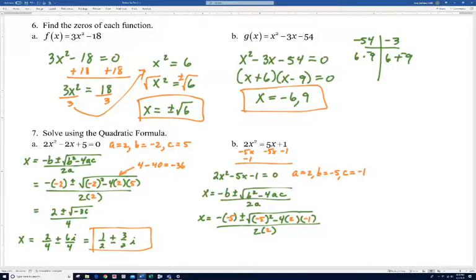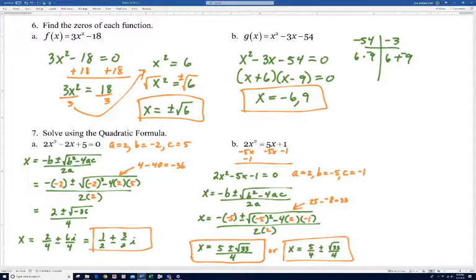And let's go ahead and simplify this. You're going to get x equals the opposite of negative 5, which is 5. Inside the parentheses, we've got negative 5 squared, which is 25, minus 4 times 2 times negative 1, that's negative 8. And when you add those, you're going to get 33. So this is plus or minus the square root of 33 all over 4, which you could also write as 5/4 plus or minus the square root of 33 over 4.